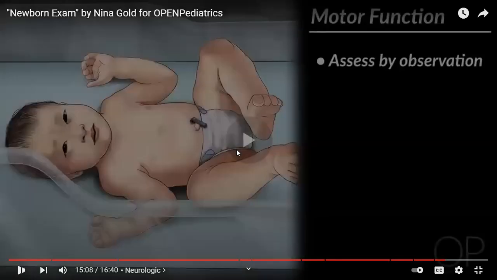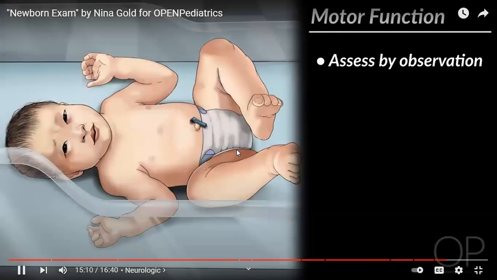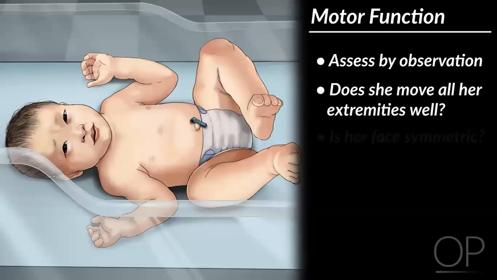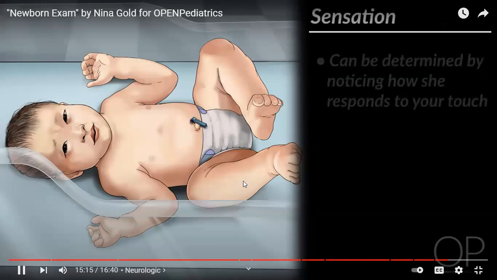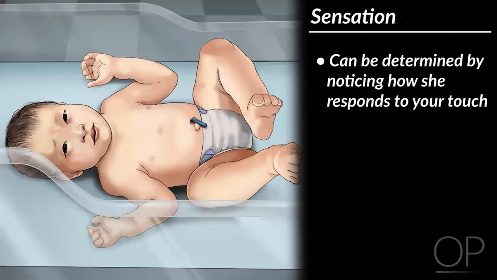You can assess her motor function by observation. Does she move all her extremities well? Is her face symmetric? So when we check the extremities, we assess by observation whether he or she moves all extremities well, and whether the face is symmetrical or asymmetrical. Sensation can be determined by noticing how she responds to your touch.